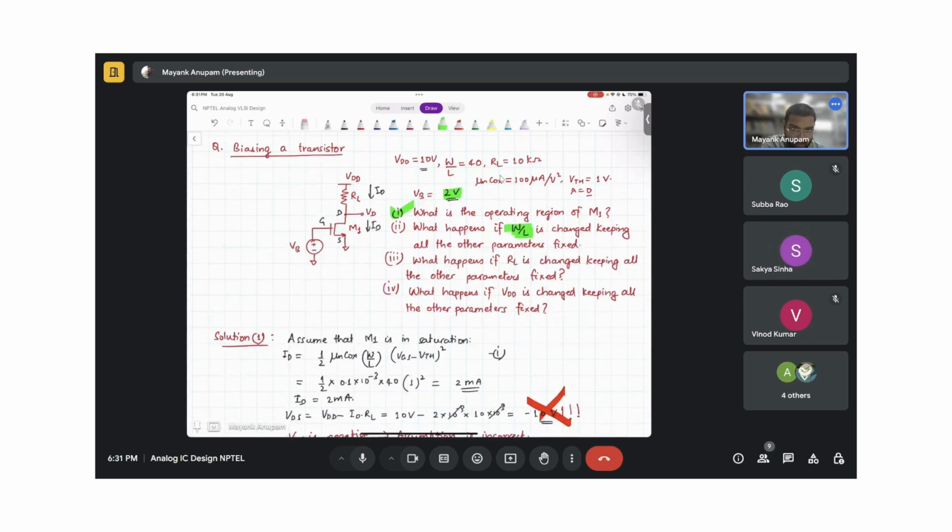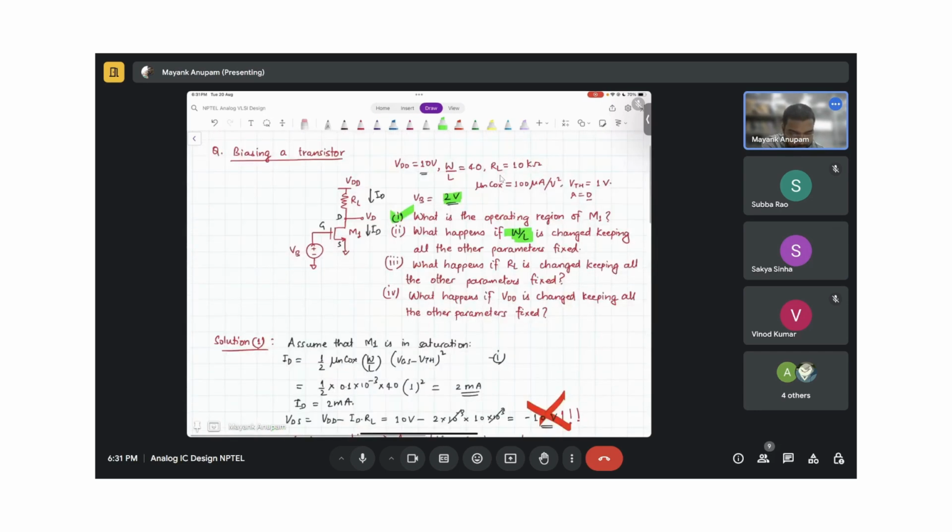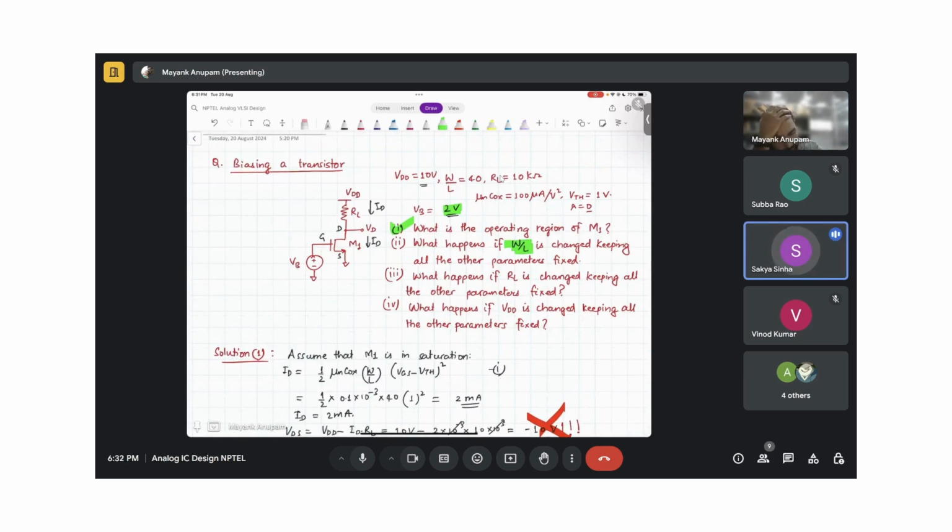Decrease it. Why do you say that? Because if you decrease it, ID will be less, so the voltage across RL will be less. Then VD will increase, and if VD increases, then it will go beyond. Exactly. That's the correct line of thinking.